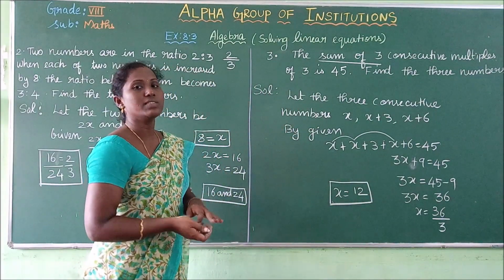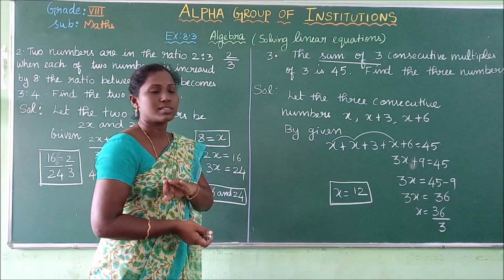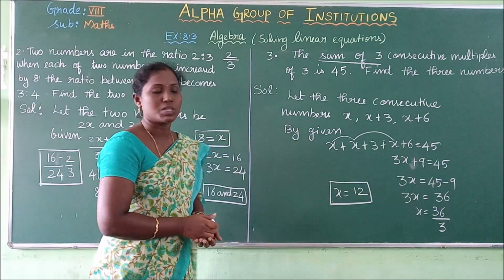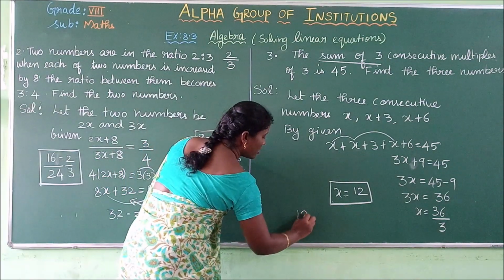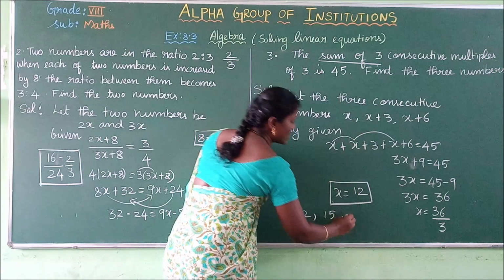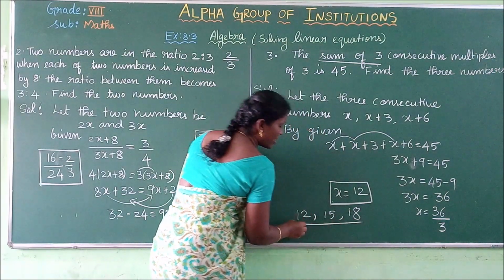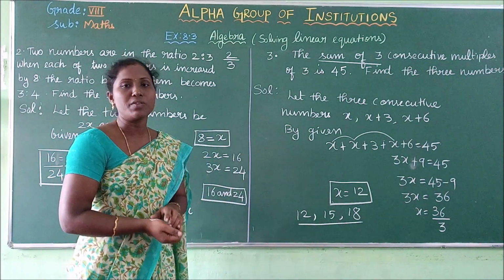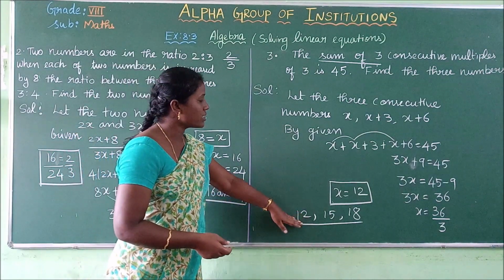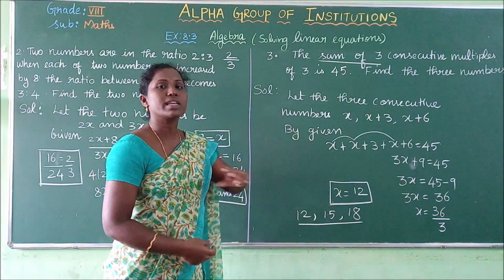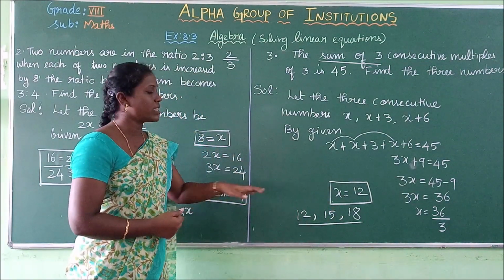But the question asks us to write all three consecutive multiples. If I substitute 12 in these three numbers, we will get the three consecutive numbers: 12, 12 plus 3 is 15, and 12 plus 6 is 18. These are the three consecutive multiples of 3 which give the sum of 45. For your clarification, you can add these three values. Surely we will get the answer 45. So we got the answer here.